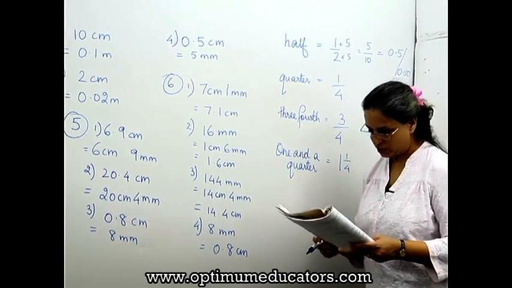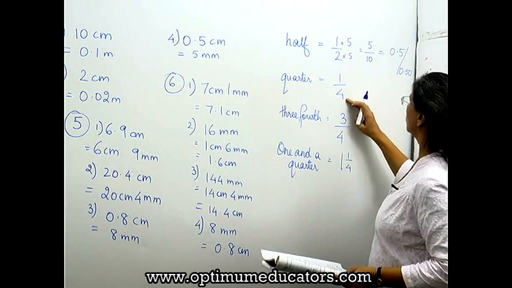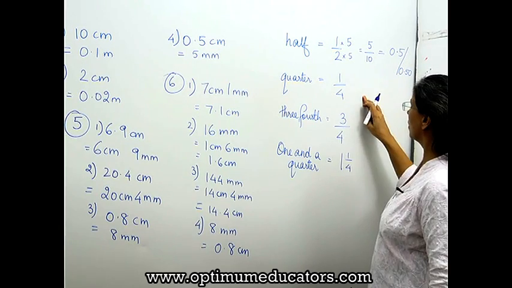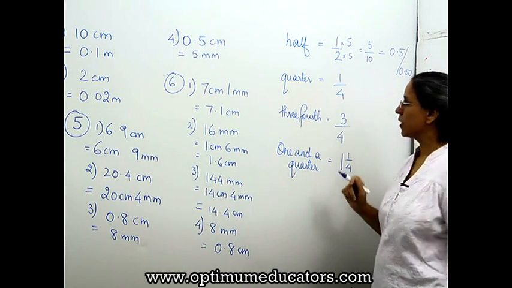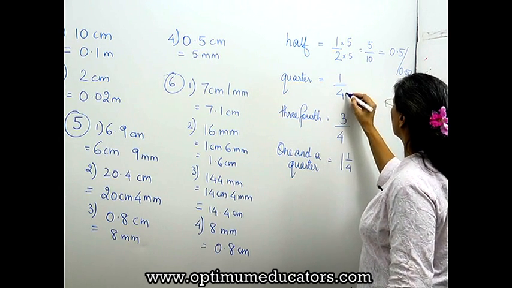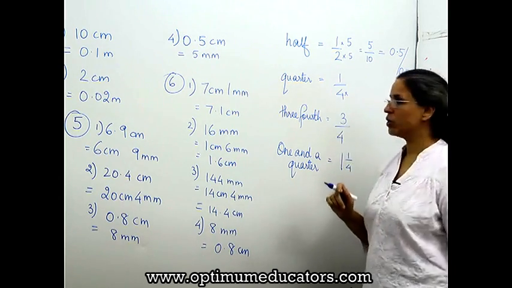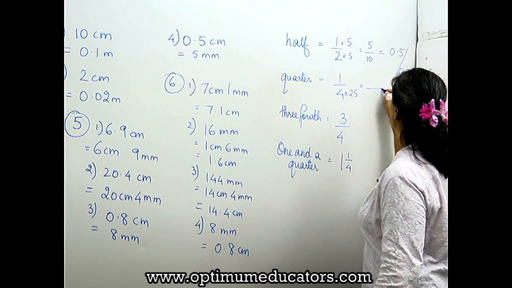Now let us see the next one. For this also, if we have to make it into divided by 10, now 4 cannot become 10. So here if we have to make it into 100, 4 into how much will give us 100? So 4 into 25 will give us 100.